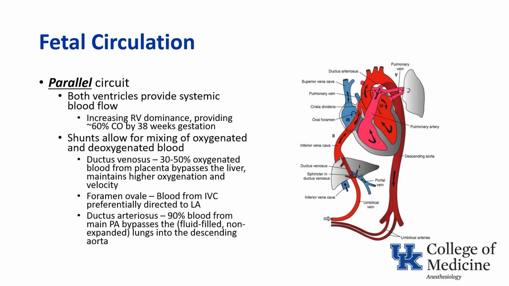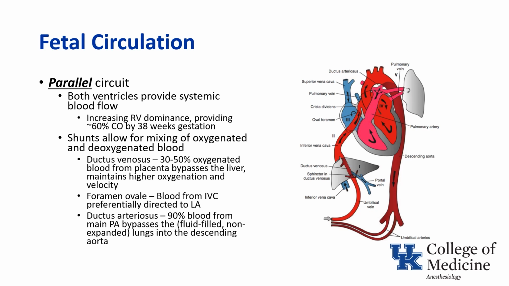It's important to understand that fetal circulation is considered a parallel circuit. What is meant by this is that both ventricles provide systemic blood flow and contribute to the cardiac output. In fact, by 38 weeks gestation, the right ventricle is dominant, providing almost 60% of the cardiac output. This is accomplished by three significant shunts.